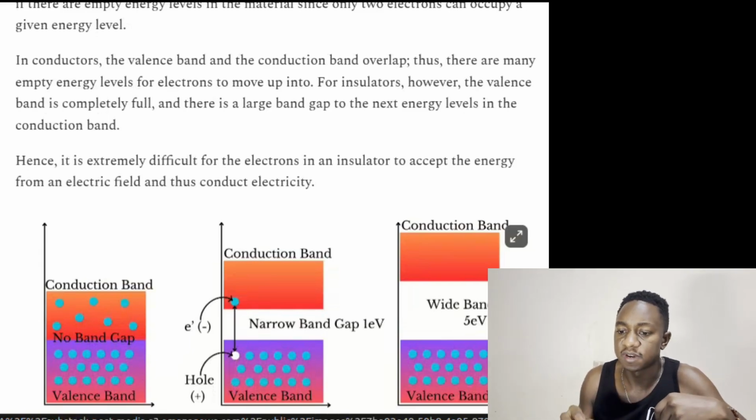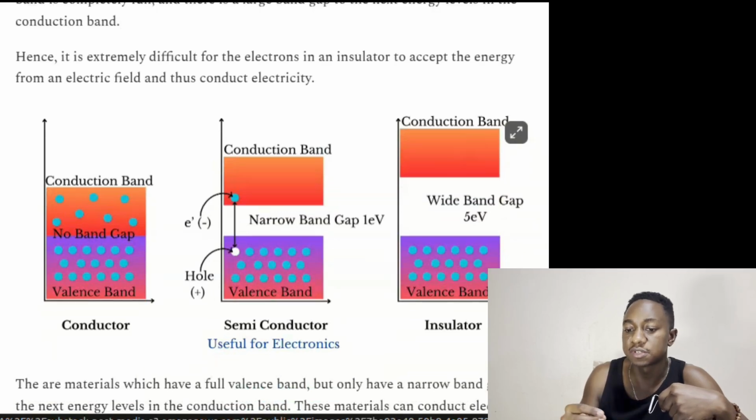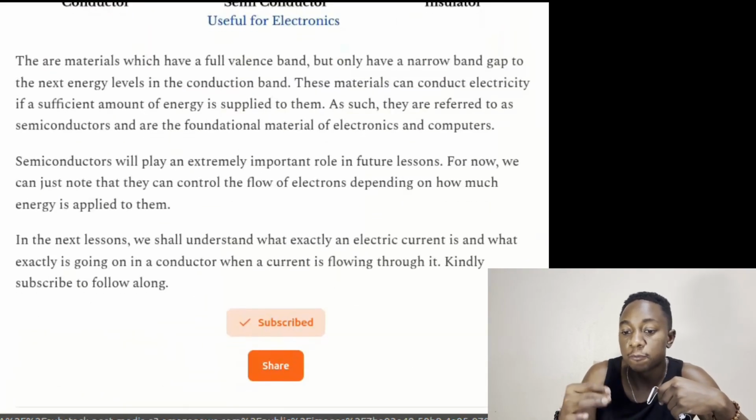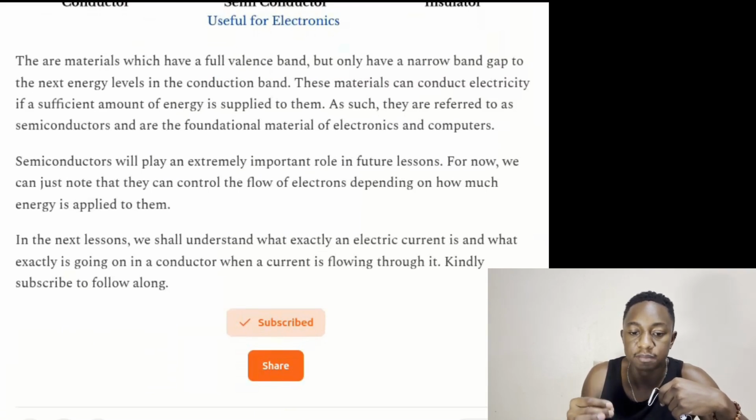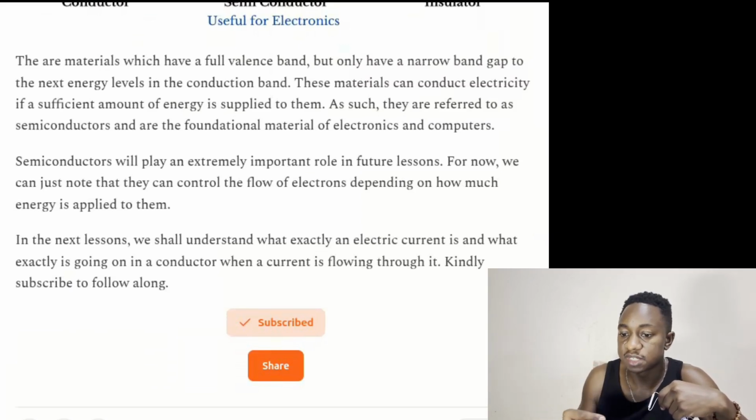For insulators, however, the valence band is completely full, and there is a large band gap to the next energy levels in the conduction band. Hence, it is extremely difficult for electrons in an insulator to accept energy from an electric field and thus conduct electricity. There are materials which have full valence bands, but only a narrow band gap between the next energy levels in the conduction band. These materials can conduct electricity if a sufficient amount of energy is supplied to them. As such, they are referred to as semiconductors and are the foundational material of electronics and computers.